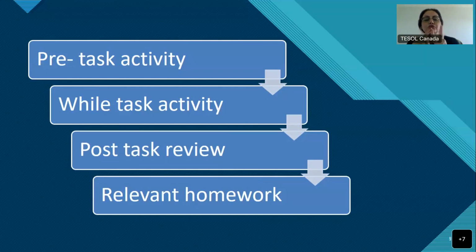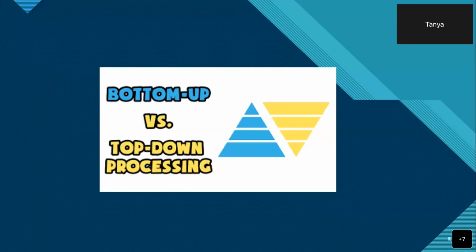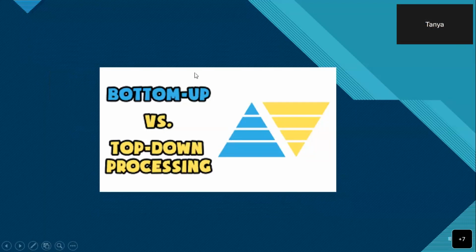Then there are two approaches for teaching reading: top down and bottom up. What's the difference? Do you have any idea? What's the difference between bottom up versus top down process? Could be like teacher led or student led. I think I like bottom up better in some ways.